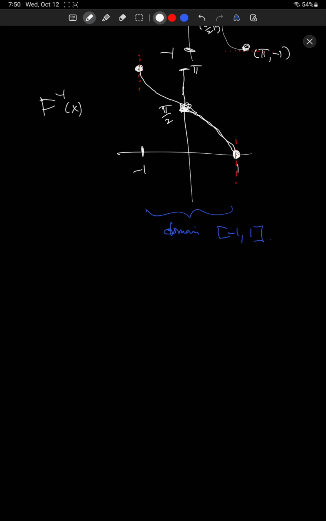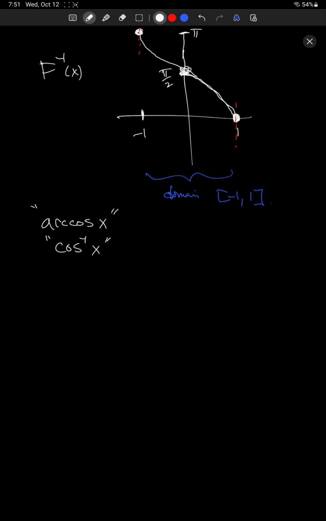Okay, so I'm going to do this discussion a little faster because everything mimics what we talked about with sine, except now it's cosine, right? And now we've had to choose a different portion of the graph, but the ideas behind everything are still the same. So first of all, notation: arc cosine would be our notation, or cosine inverse x is our notation, all right?